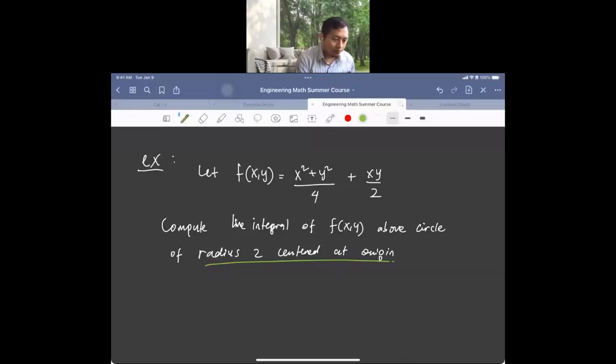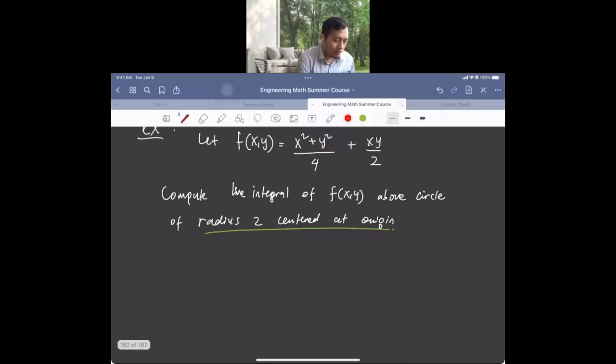Well, what we do know is we need to have the circle which has the radius 2. So we have the circle here. Let me give you some illustration. Let's say this is the circle of radius 2, and this is the surface above it, the surface of the function f(x,y). Now, how do we deal with this?